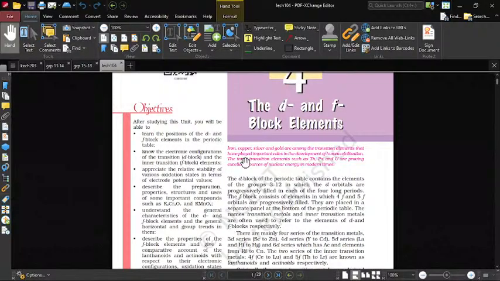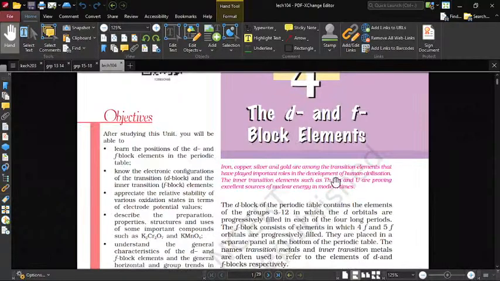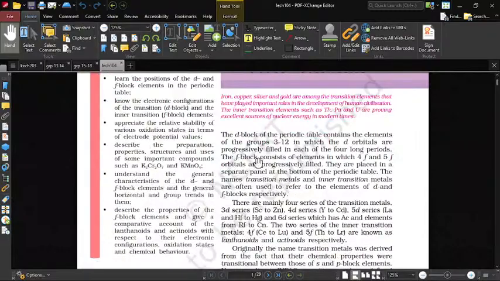Let's start. The D and F block elements: iron, copper, silver, gold are among the transition elements that have played important roles in the development of human civilizations. The inner transition elements, such as thorium, palladium, and uranium, are proving excellent sources of nuclear energy in modern times.